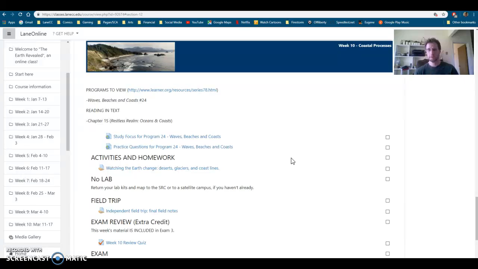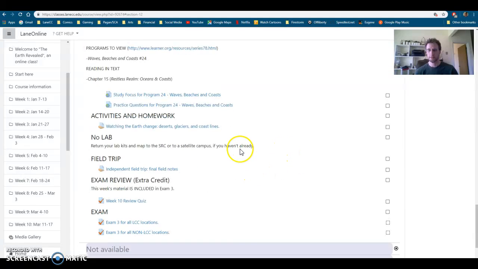So this week, really, there's just the one program and chapter, and the homework assignment is a Google Earth assignment. It should be pretty fun, taking a look at how glaciers, deserts, and coastlines have changed over our recent history, at least, because Google Earth has satellite imagery dating back, depending on where you're looking, a couple decades.